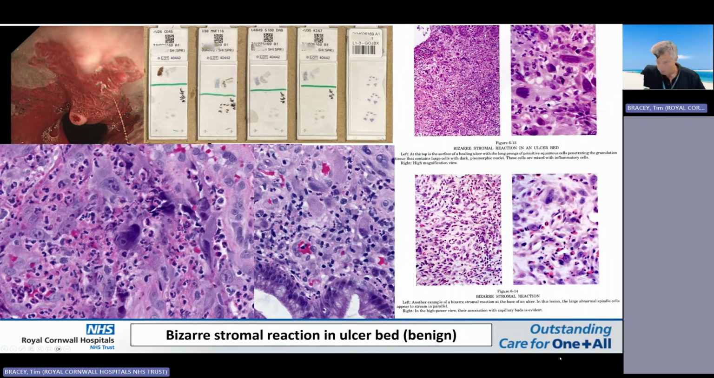I think this is one of Liz Montgomery's books, showing bizarre stromal reaction in ulcer bed. And as I say, I've nearly always seen these at the GOJ in these tiny little, sometimes 2 or 3 millimeter polyps. So having that clinical context and looking it up yourself and just making sure it's obviously not some big fungating mass with a mediastinal component is reassuring. But these you will see from time to time. You even see them sometimes in the colorectum as well.